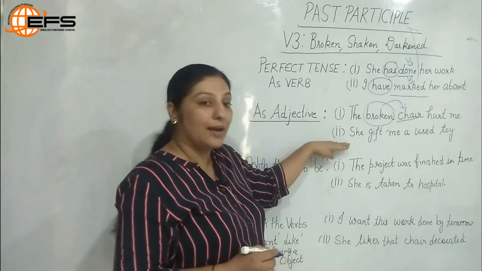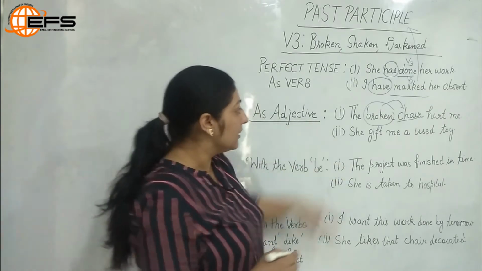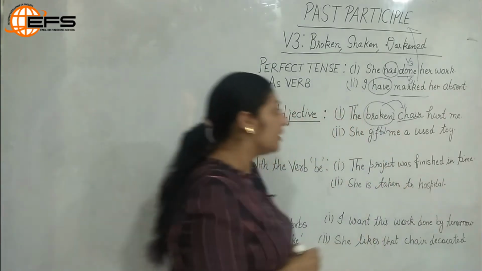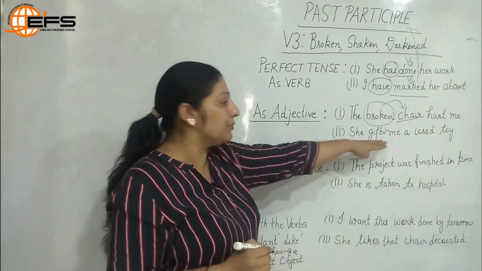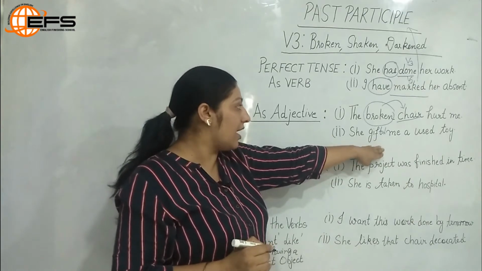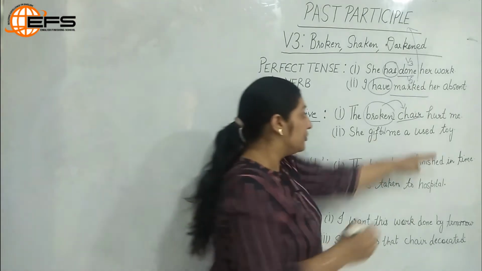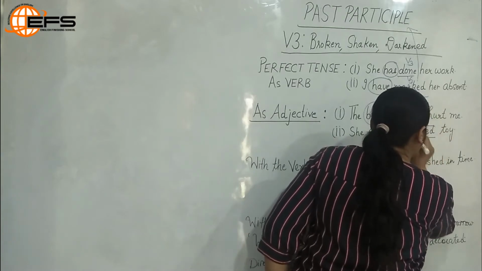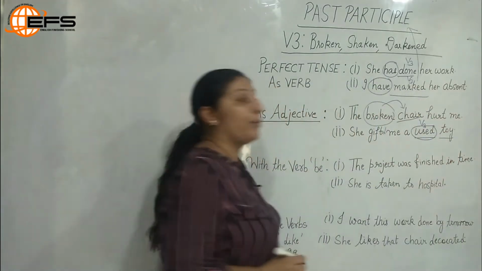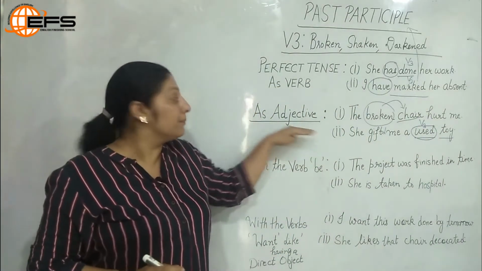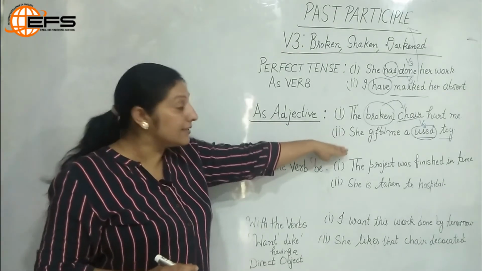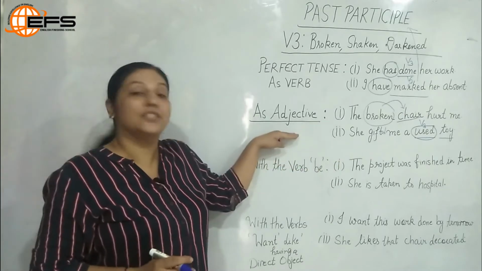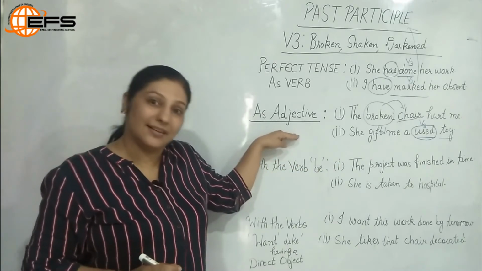Look at another example, number 2. She gifted me a used toy. So, when I say a used toy, used is the third form of the verb and is acting as an adjective for the noun toy. So, when a past participle verb describes nouns and acts as an adjective, we say it plays the role of an adjective in a sentence.